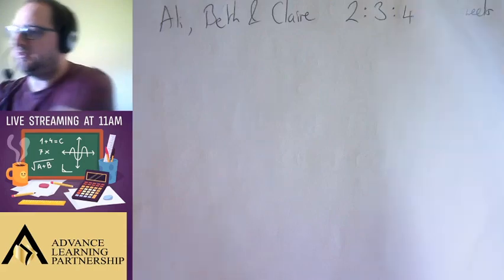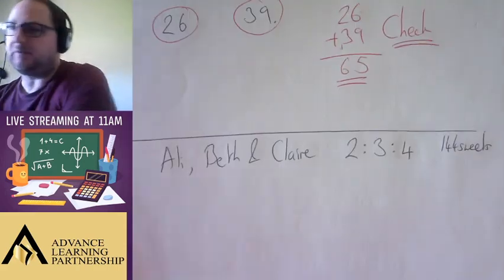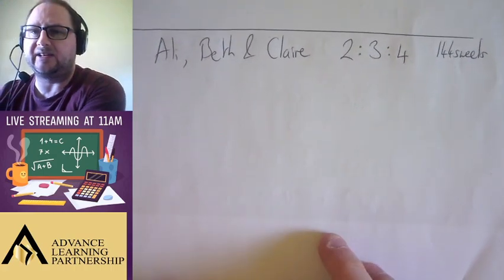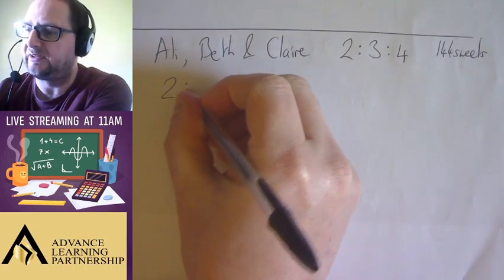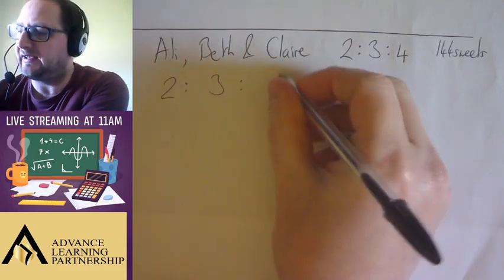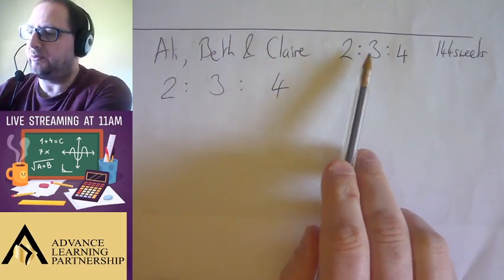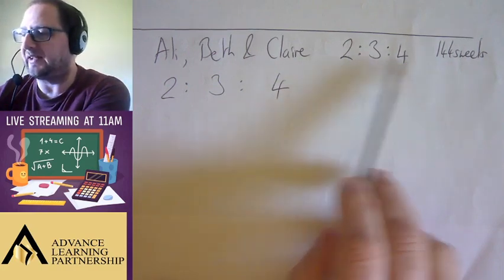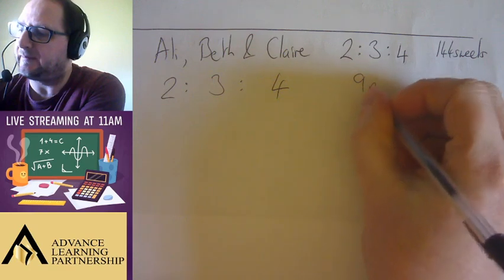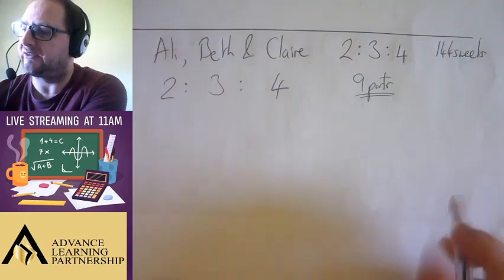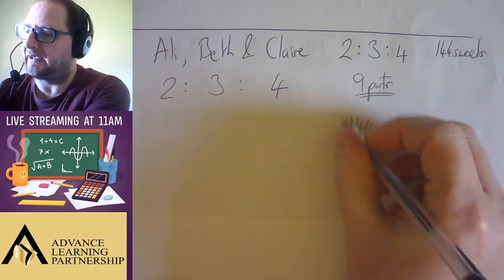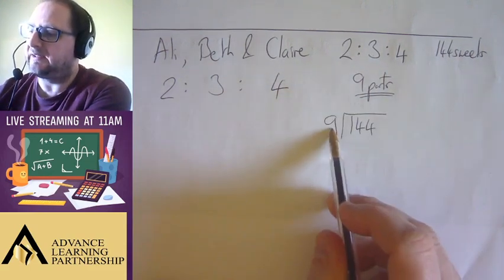Our last question in this section was the ratio question, and this time I had 3 parts. I had Ali getting 2 parts, I had Beth getting 3 parts, and I had Claire getting 4 parts. 2, 3 and 4. If I add these together, 2 and 3 gives me 5, plus the 4 gives me 9. So there are 9 equal parts. So I now need to divide 144 by 9. 9 doesn't go into 1.